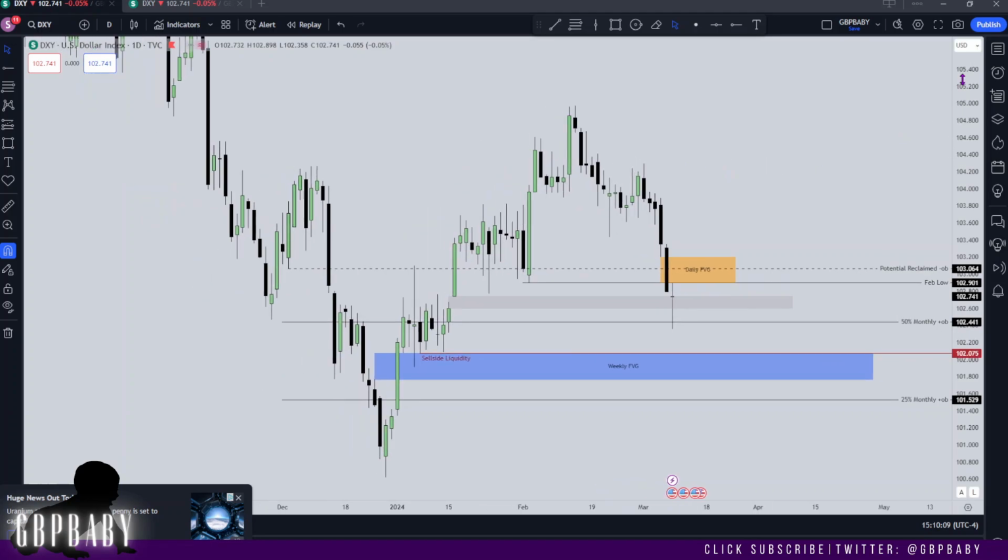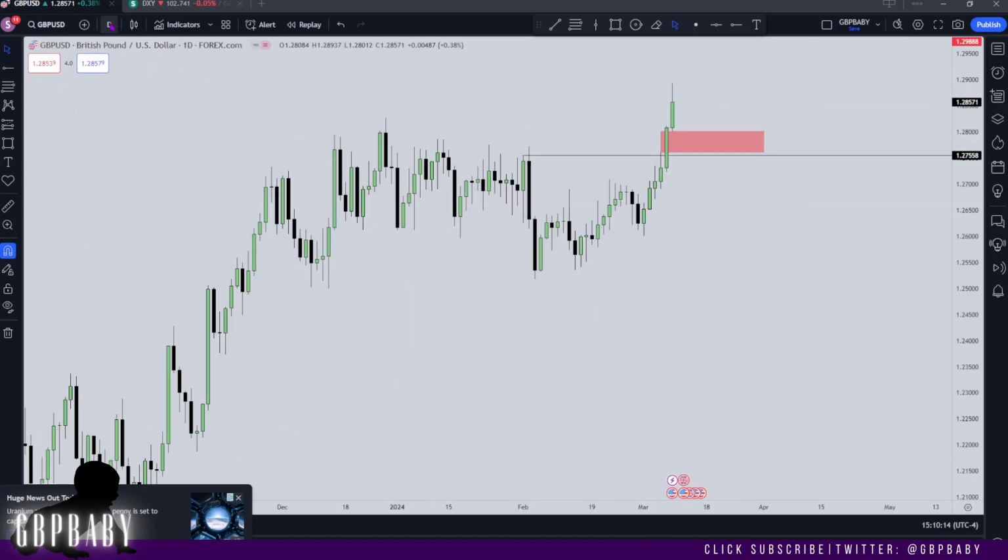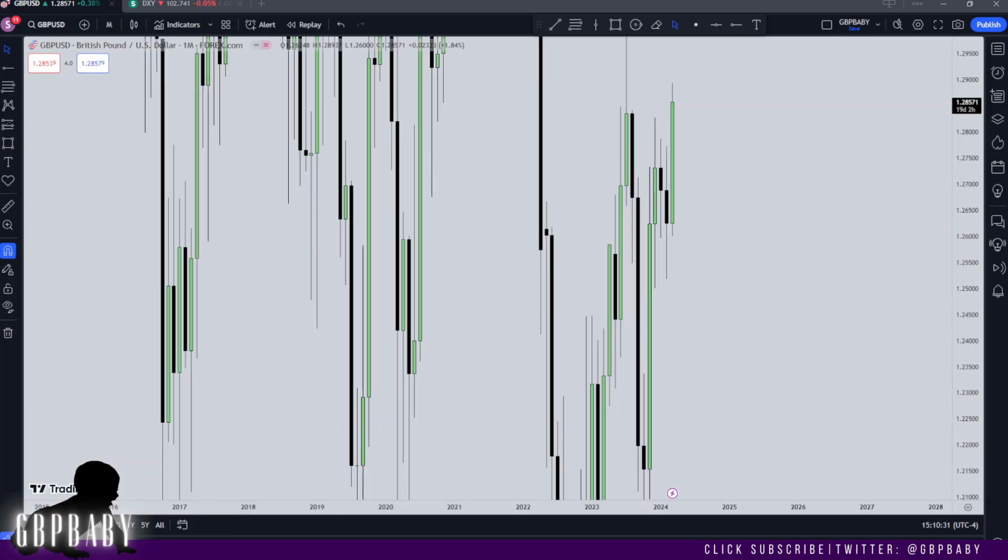So yeah, that's everything on dollar. I hope that makes sense. Now we can go over to GBPUSD, and we'll start on the monthly there as well.